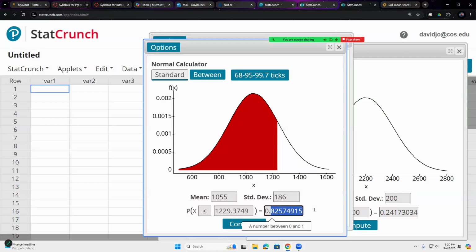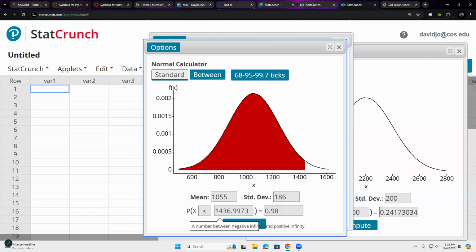And if I wanted the 98th percentile, that seems like a higher score. 1437 seems like a pretty good SAT score. So whatever the AI gave me the first time is wrong so often. You have to know it's wrong so you can be aware of it.